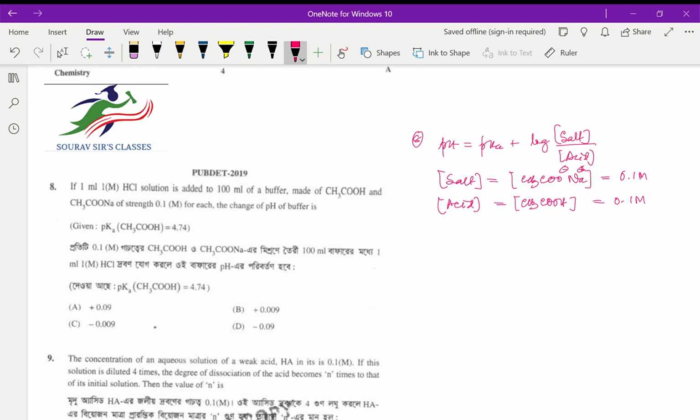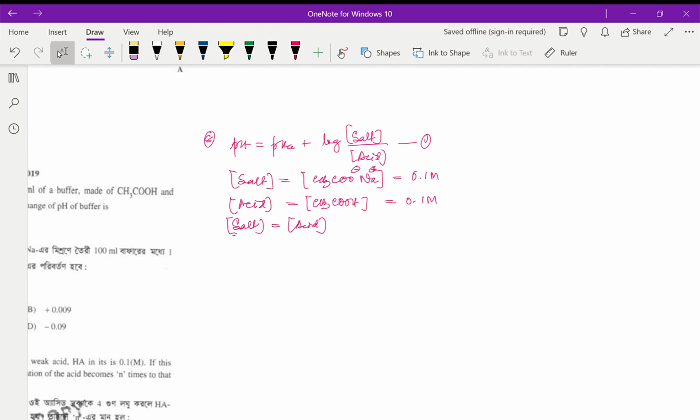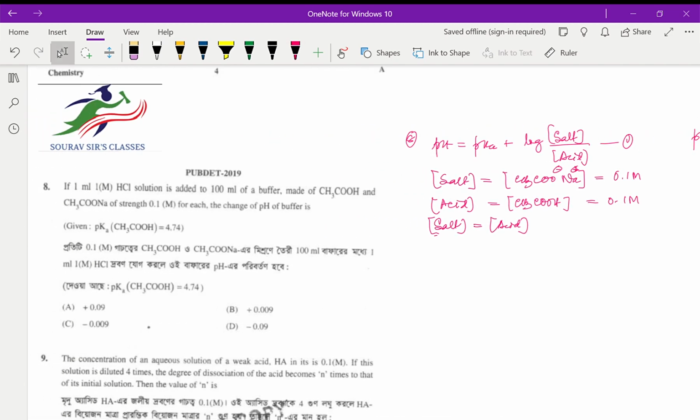So we can say that the concentration of the salt is equal to the concentration of the acid. Then what happens to equation 1? We can simply say that pH should be equal to pKa, and that is going to be 4.74. Okay, that is going to be the case initially, before adding this HCl. Okay, now boys, if you add 1 ml of HCl, what happens?